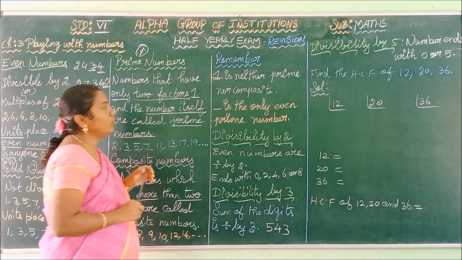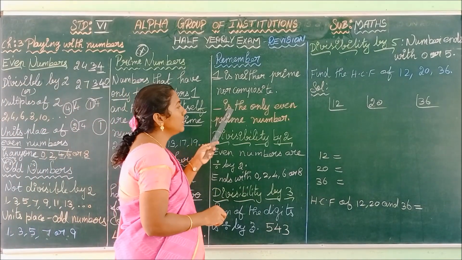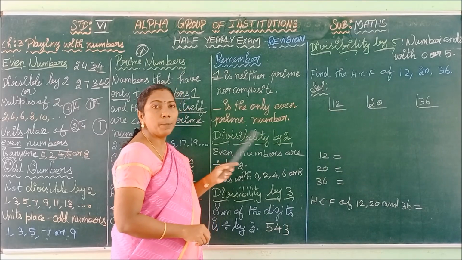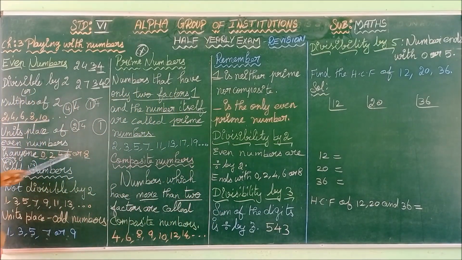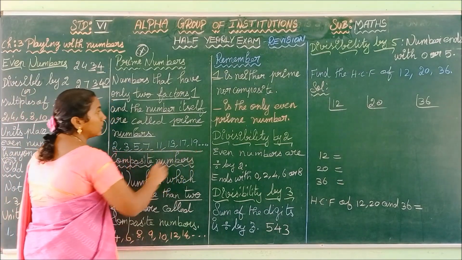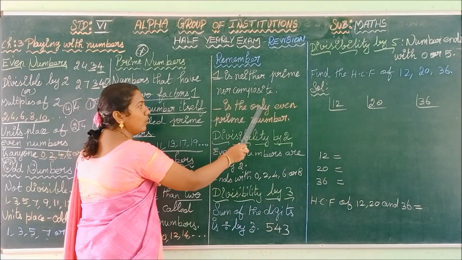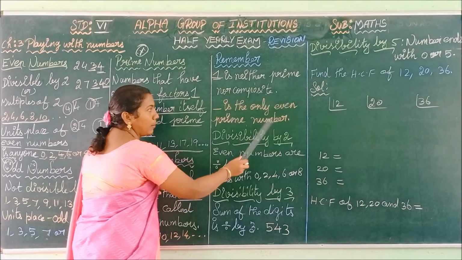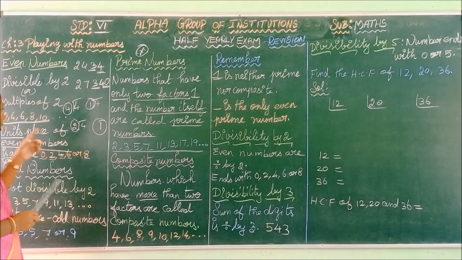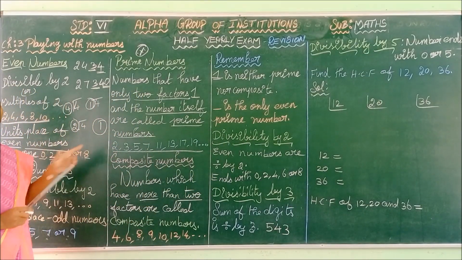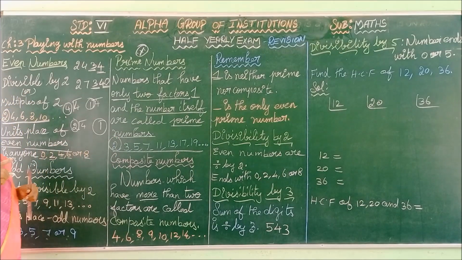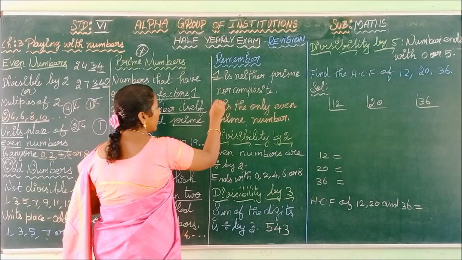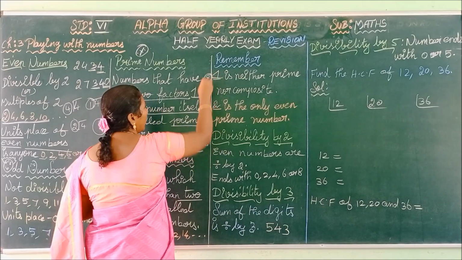Okay. Next we are going to see another question. Dash is the only even prime number. See here, these are the even numbers and these are the prime numbers. What is the question? Dash is the only even prime number. So that number should be even as well as prime. What is the number? Yes, 2. 2 is the only even prime number. So what is your answer? 2. This is one more important point.